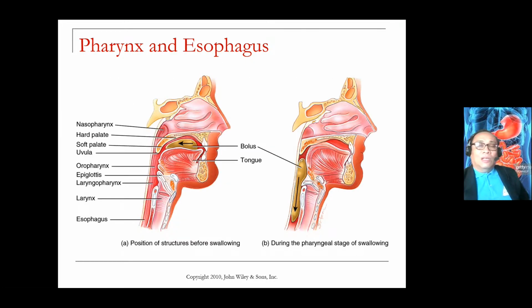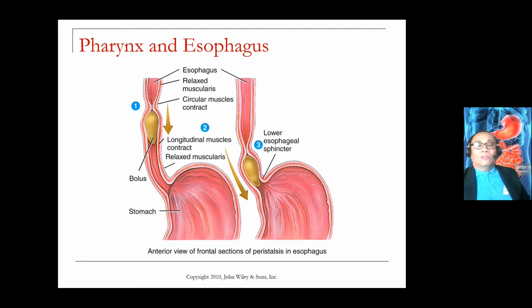Okay, so this is the graphic representation of the different parts of the pharynx and esophagus, as well as how peristalsis is accomplished by the esophagus, which facilitates the movement of food into the stomach.